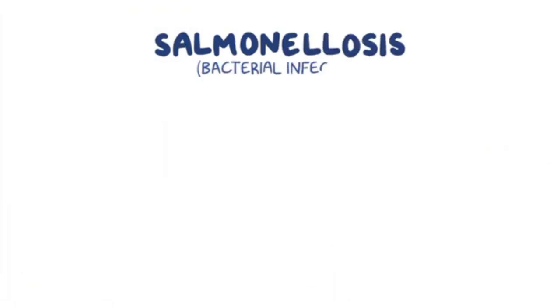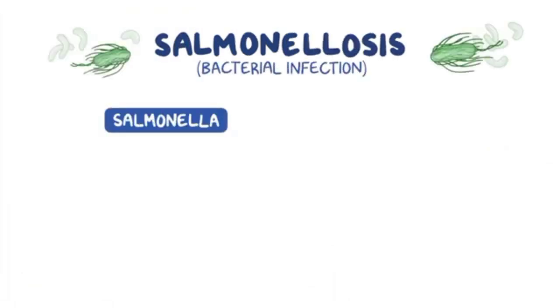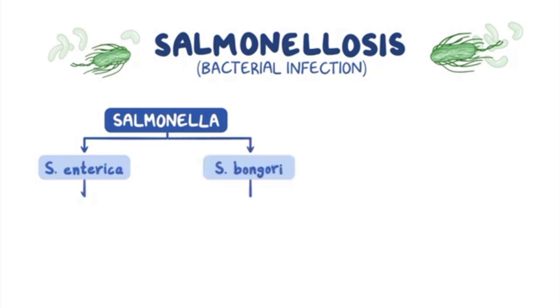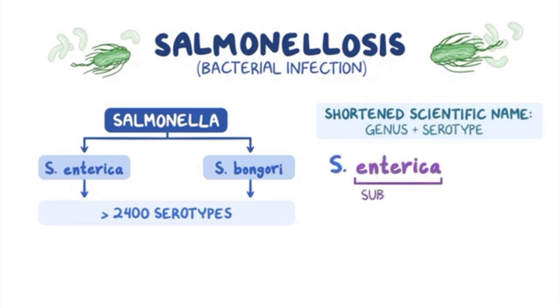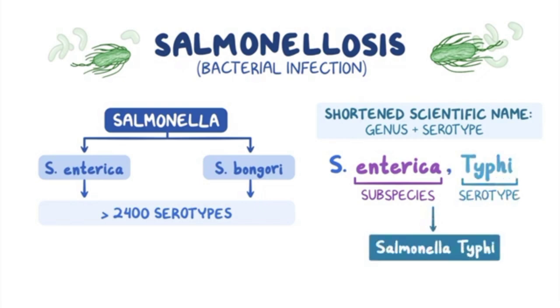Salmonellosis is a bacterial infection caused by Salmonella bacteria, which have two species, S. enterica and S. bongori, and over 2,400 serotypes. Some of those serotypes are named. In such cases, people often shorten the scientific name to include only the genus and serotype. For example, S. enterica, subspecies enterica, serotype Typhi, is shortened to Salmonella Typhi.